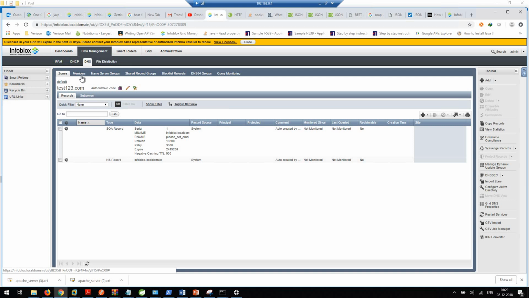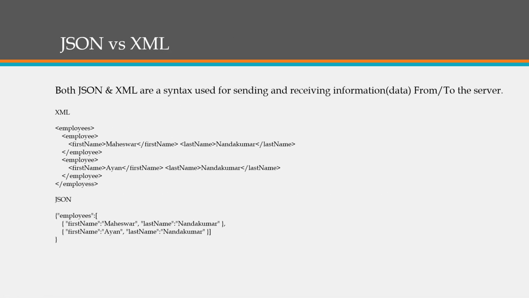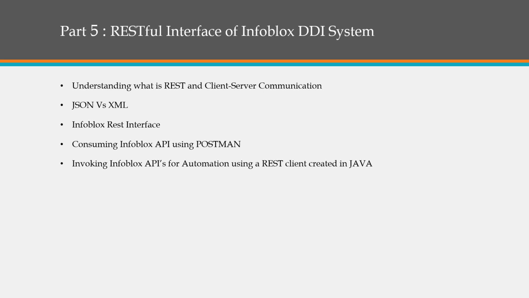So let's have a quick recap of all the things that we learned. We understood what REST is and how the client-server communication happens, and then I explained what JSON and XML are, the difference between them, and the JSON structure. Then we learned about the Infoblox REST interface, and how to access the REST API documentation. We also looked into consuming the Infoblox APIs using four main methods: the get method, post method, put method, and delete method using Postman.